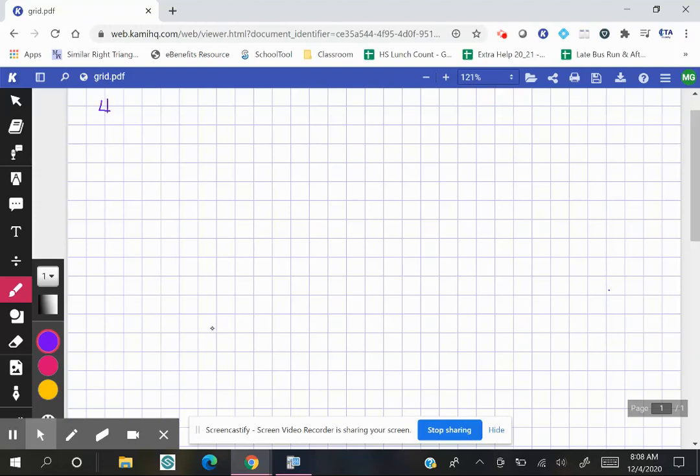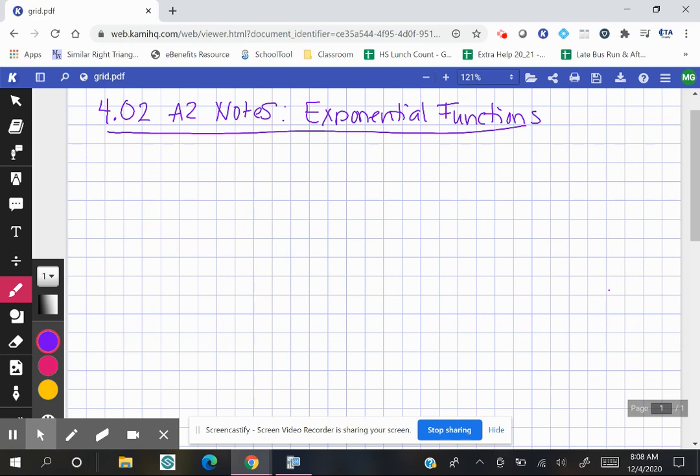Hello, we're on 4.02 Algebra 2 notes today. And these ones are going to be on exponential functions. You hear a lot about exponential these days in the news, usually referring to the coronavirus and its exponential growth.